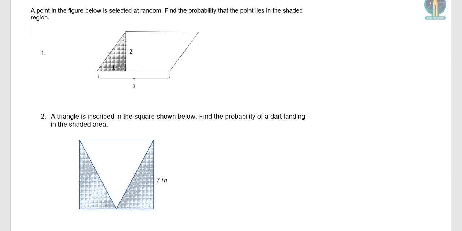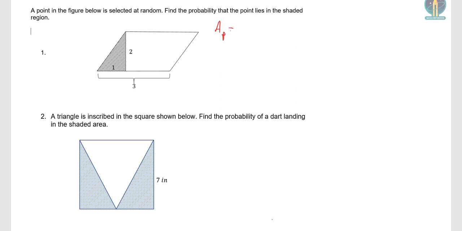A point in the figure below is selected at random. Find the probability that the point lies in the shaded region. So this is clearly a parallelogram, and the entire area of the parallelogram is simply the base times the height, as we know. For the triangle, the area is half times base times height. So let's find some of these areas.